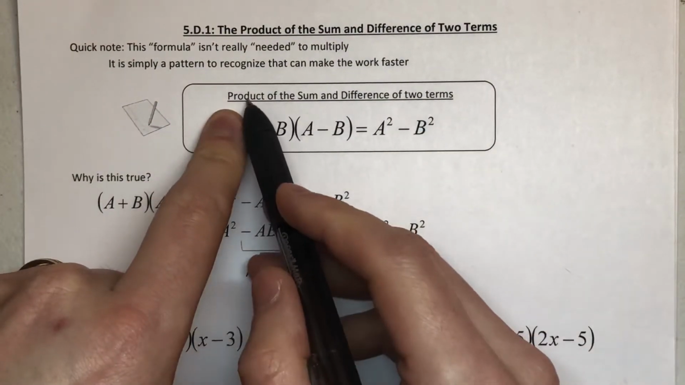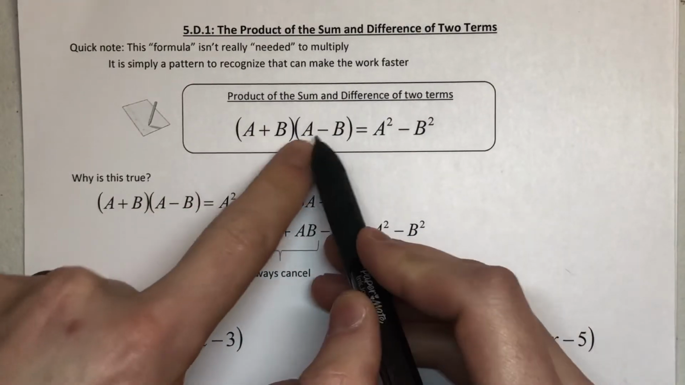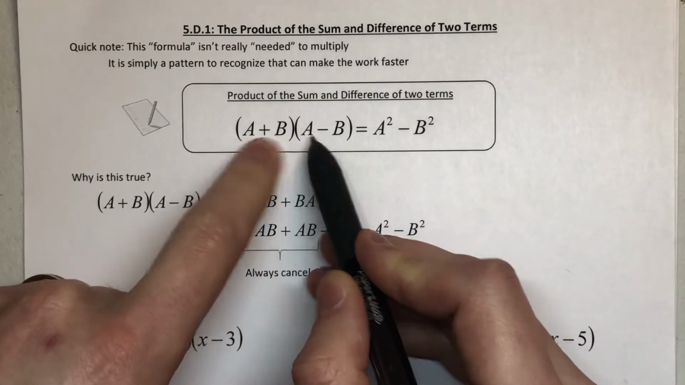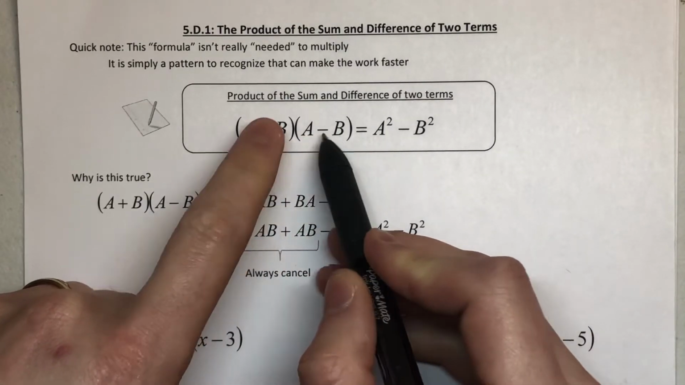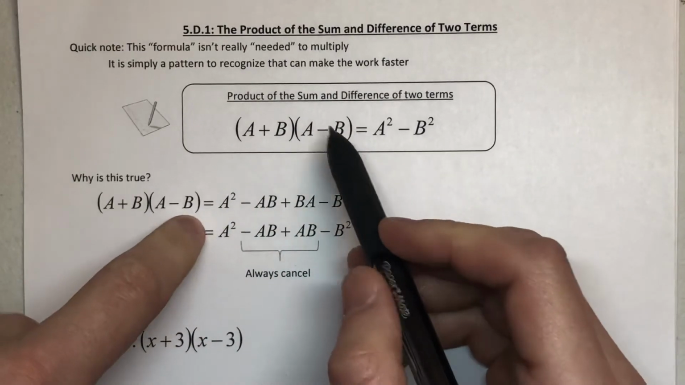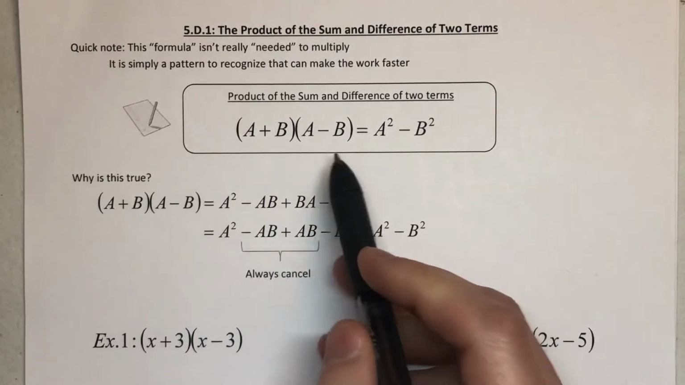The product, the multiplication, of the sum and difference, the addition and subtraction, of two terms, meaning the first two terms are the same and the last two terms are the same. It's a very specific form. This only would be the case if you run into a problem, such as the one below, where you've got x's, 3's, one's a plus, one's a minus multiplied together. That's a very specific pattern.